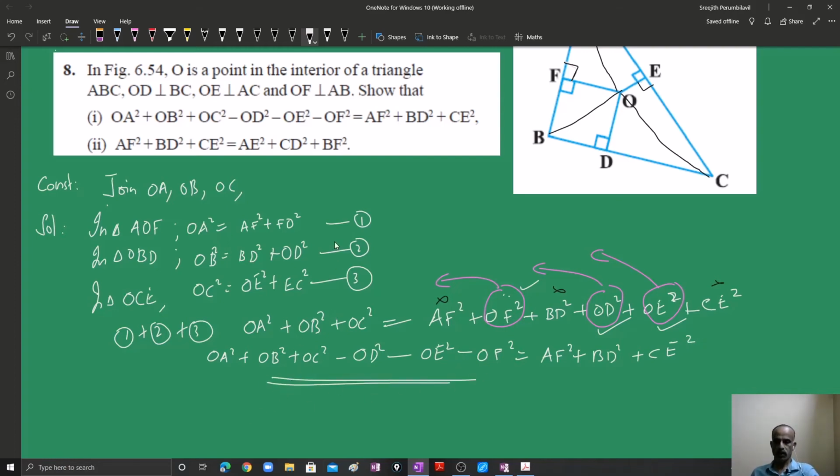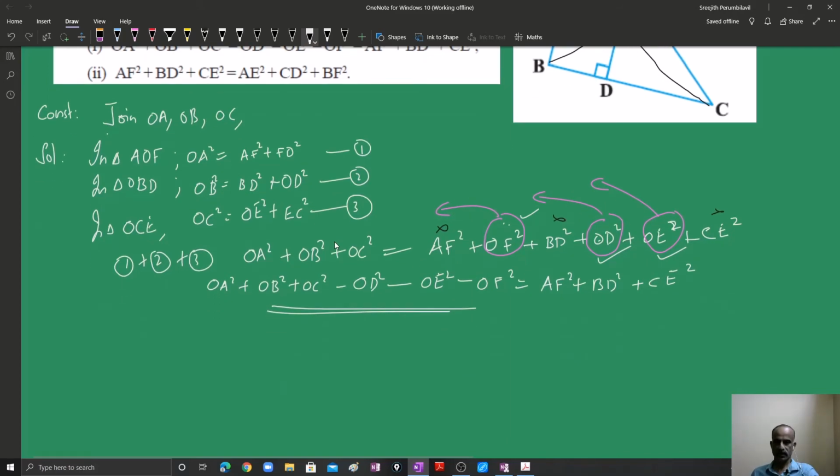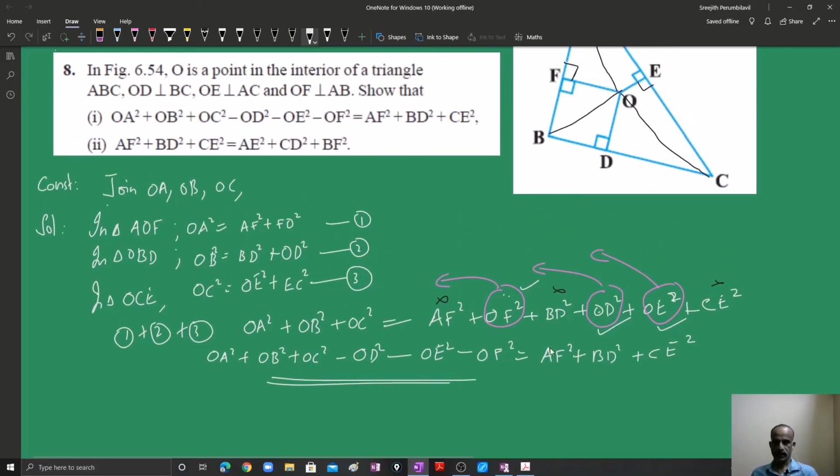Now, what is the second part? The second part is quite different. AF square plus BD square, oh, this part. So, this proves the first part. Now, we are going for the second part. This is to be proved, AF square. So, we write this part.